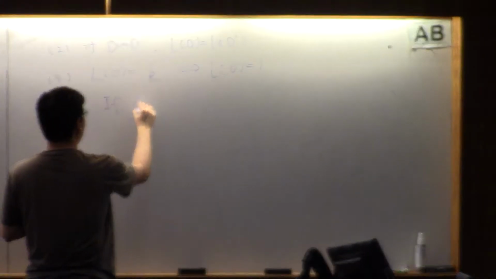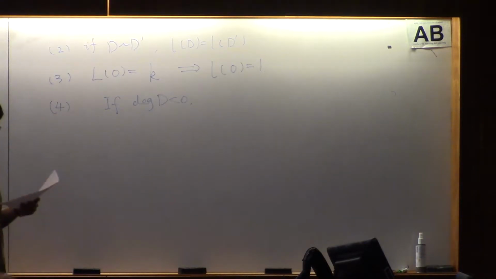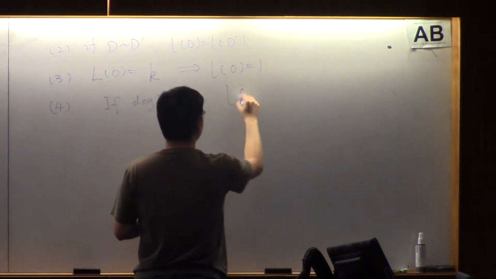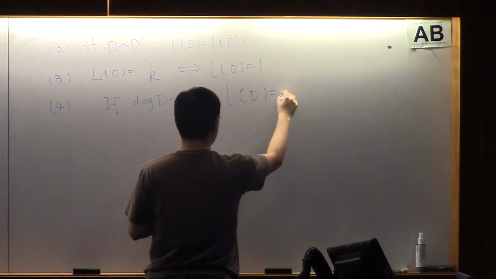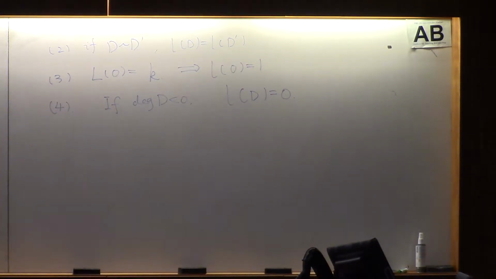Finally, if you start from a divisor whose degree is negative, then the dimension of the vector space is 0, or in other words, this set consists of a single element, namely 0, the 0 function.